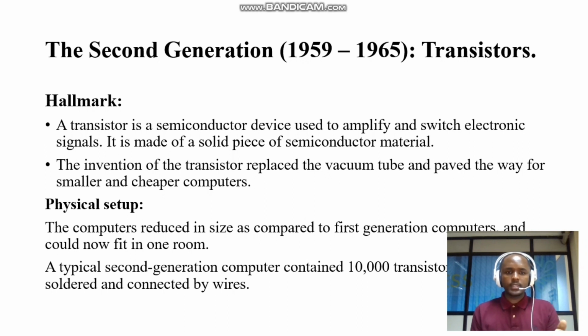Then the physical setup of second generation computers, which happened between 1959 and 1965. The computers reduced in size as compared to first generation computers. A typical second generation computer contained 10,000 transistors, hand soldered and connected by wires.